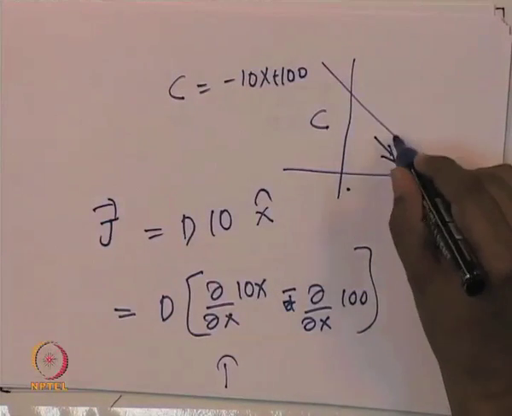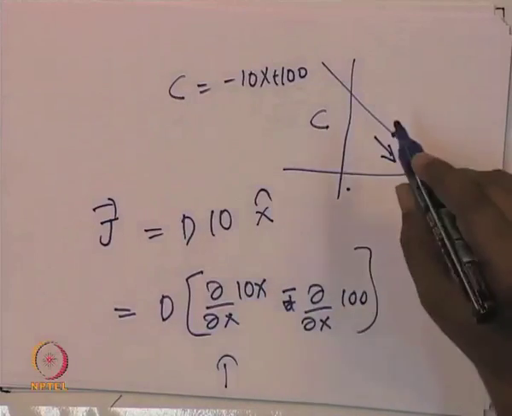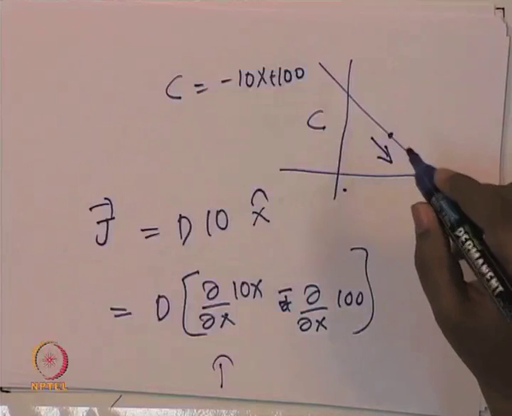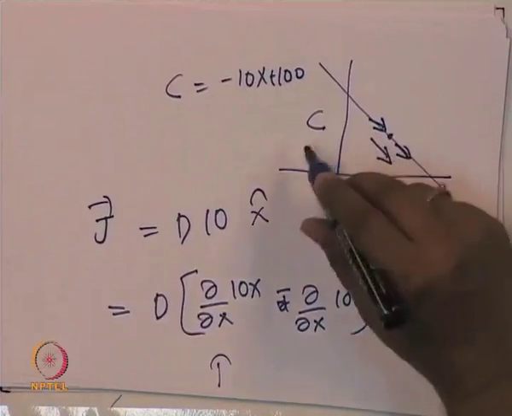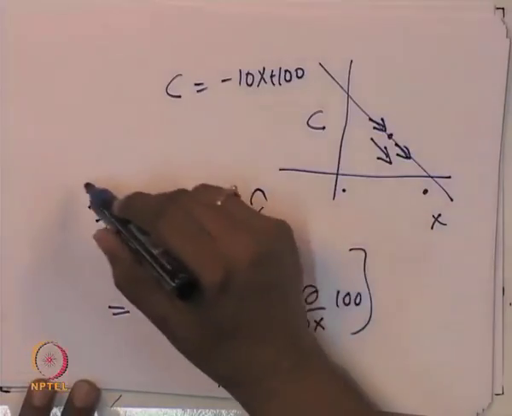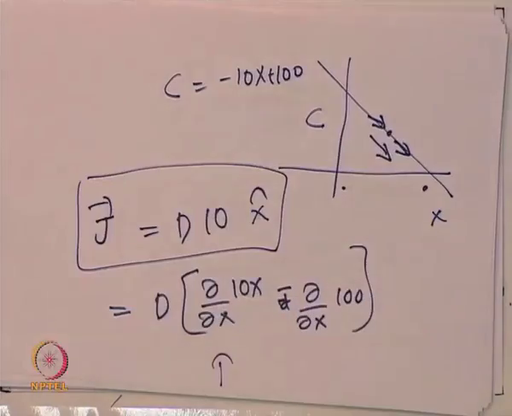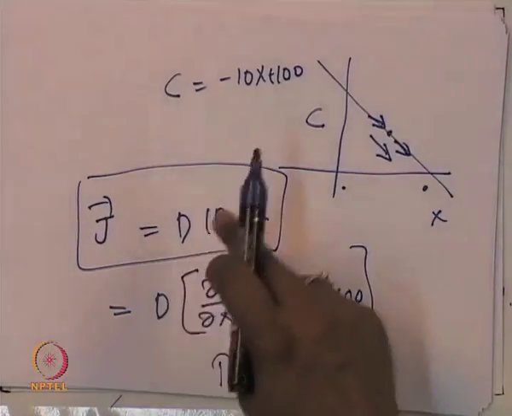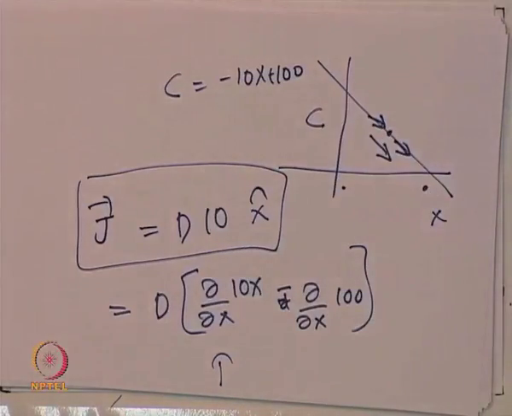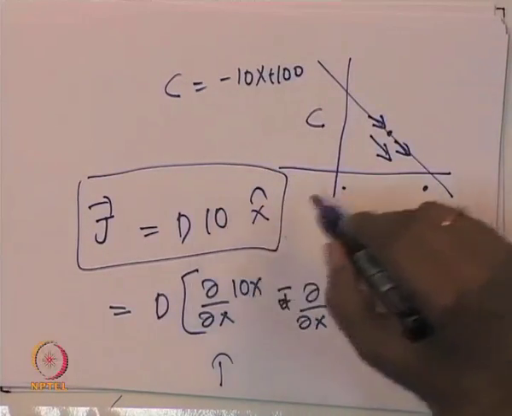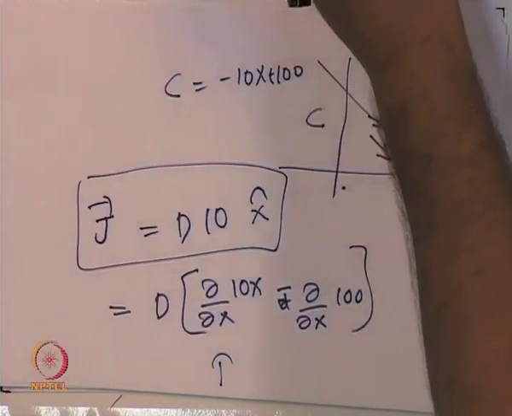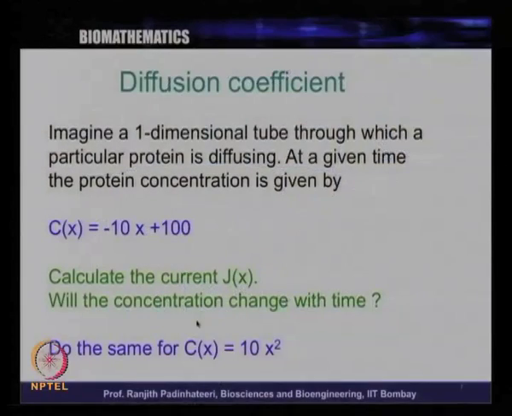But will the concentration at any point change with time? The answer we know physically is that it will not, because whatever comes in will flow out, because the flow is constant everywhere. Flow is just a constant, 10 D. This is our J current or flow. D is a constant, 10 is a constant, so the flow is constant everywhere. Whatever comes in will go out. So, the answer we get will be that del C by del t is 0. That is the next part of the question: will the concentration change with time?